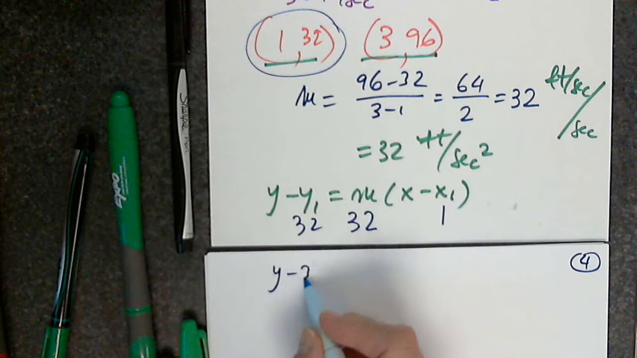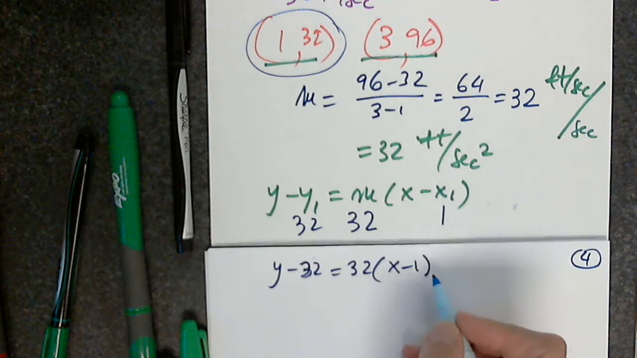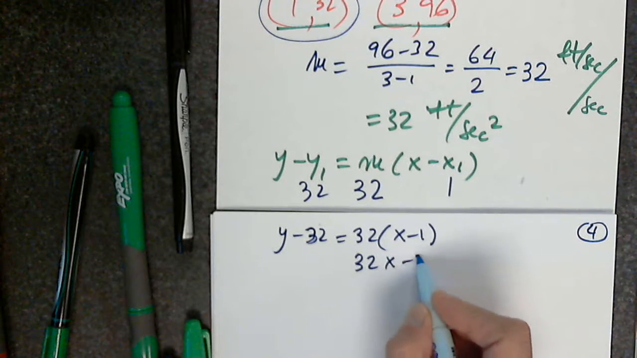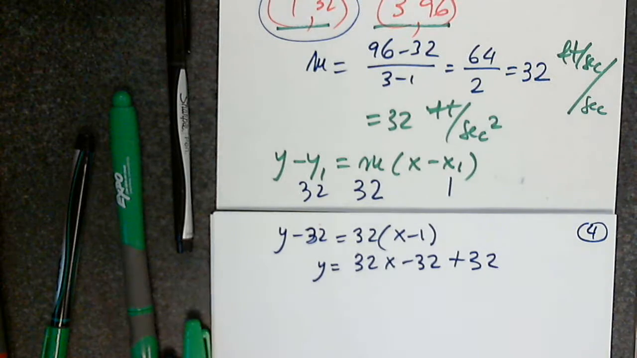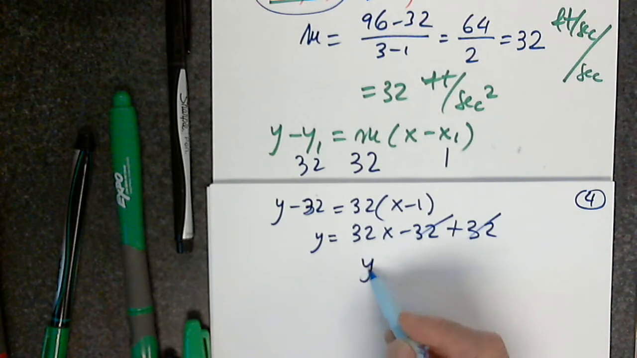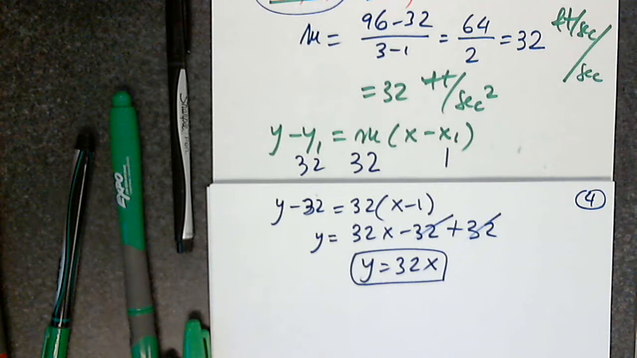So this is y minus 32 equals 32 times x minus 1. I distribute, 32x minus 32, and I have to add 32 to the other side. So it turns out that the equation is y equals 32x. So that's part A. Part B.